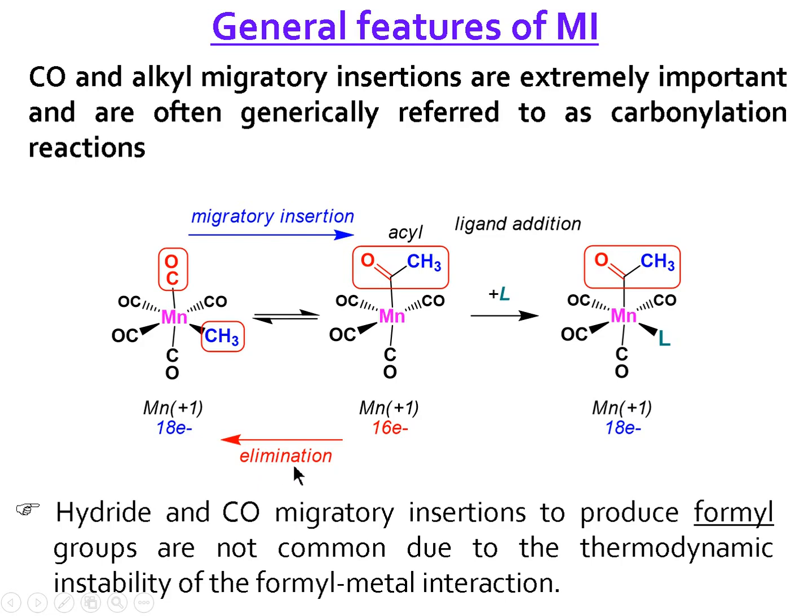elimination. In direction 1, this is migratory insertion; in direction 2, we call it decarbonylation. So to avoid the elimination reaction, we add the trapping ligand L and we form this complex. Hydride and CO migratory insertion to produce formyl is not common due to the thermodynamic instability of the formyl metal bond.